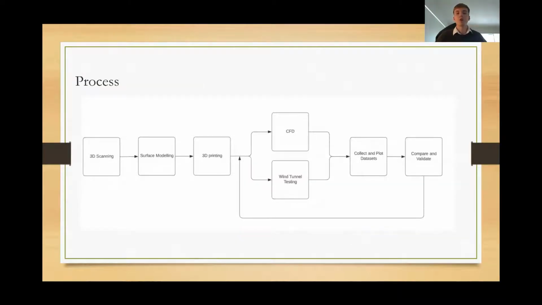This flowchart shows the overall timeline that we used for our project. As you can see, after the CFD and wind tunnel testing, we collected and plotted the data sets, i.e. the lift and drag coefficients, and then we compared and validated them. And if any changes needed to be made, we went back to CFD analysis and wind tunnel testing.